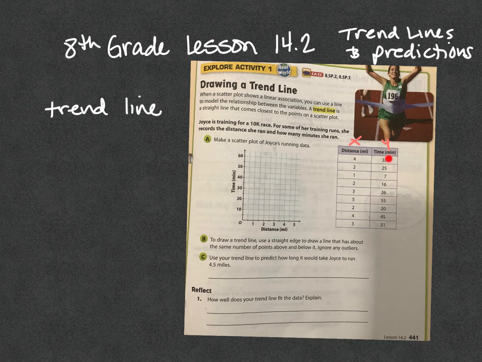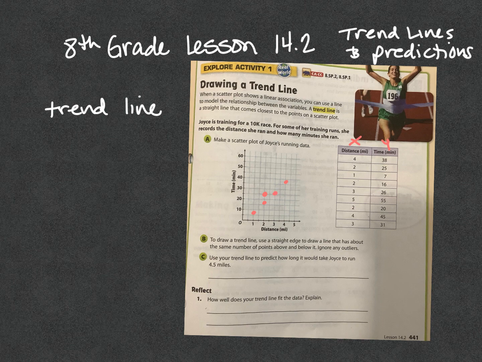4 on the X-axis, 38 on the Y, and then we will mark that. So 4 on the X and 38 on the Y is right below the 40 there. 2 on the X and go 25 on the Y, right there. 1 on the X, go 7 on the Y, about right there. 2 on the X and go 16 on the Y, right there. 3 on the X and go 26 on the Y. And 3 miles took her 26 minutes, right about there.